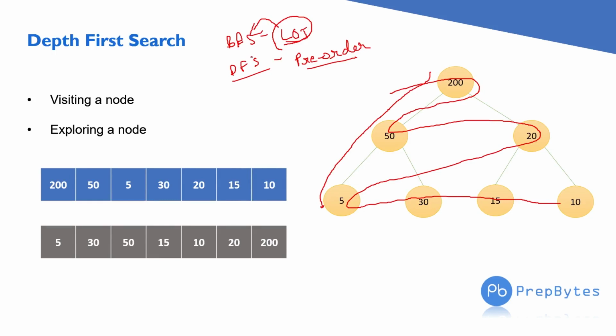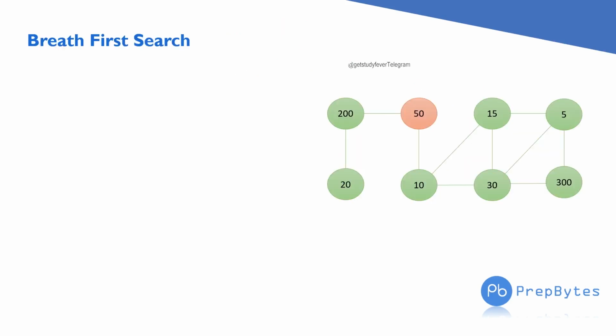Now you know how visiting a node and exploring a node is done in depth first search and breadth first search, while using a tree as a graph. Fine. Now we will see how it is actually done in a graph which contains a loop and is not like a tree. It was easy to understand depth first search and breadth first search in a tree, but in a graph, let's understand how it will be done.